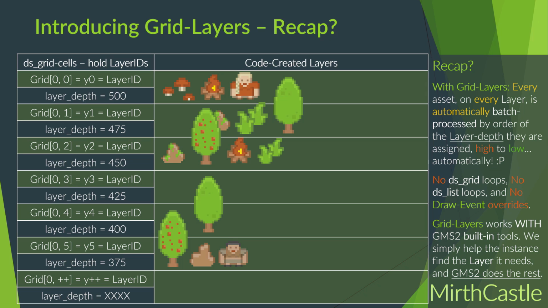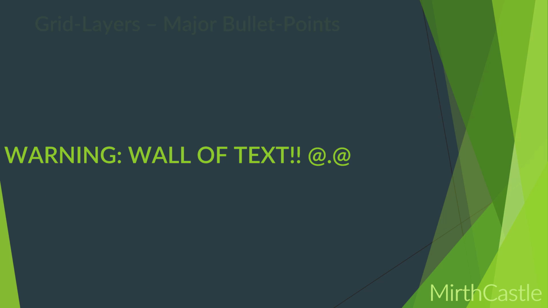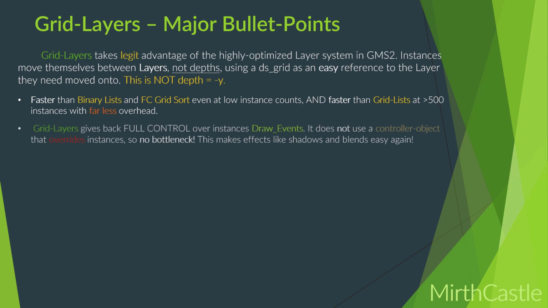Otherwise, everything just stays assigned to the layer they are on until the end of the room or game. What this means is there is almost no processing to keep things organized and looking right. I hope that this gave you a better understanding of how the depth systems work and how grid layers work.